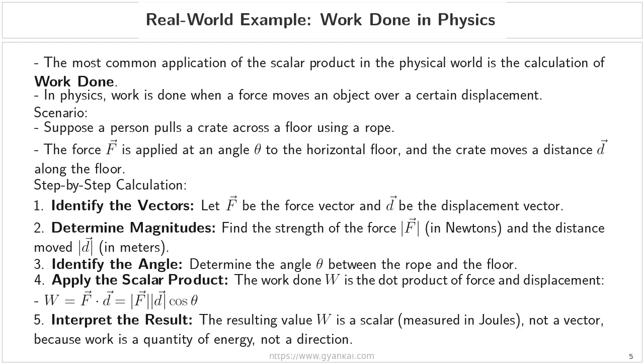Finally, interpret your result. Notice that the resulting value, W, is a scalar, a simple real number measured in joules. It isn't a vector because work represents a quantity of energy, and energy doesn't have a direction. Now that we have mastered the mathematical definition and the special case of zero vectors, let's see why this concept is actually useful in the real world.